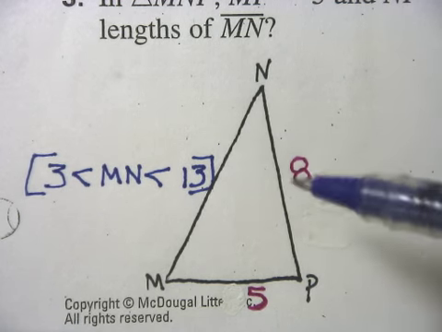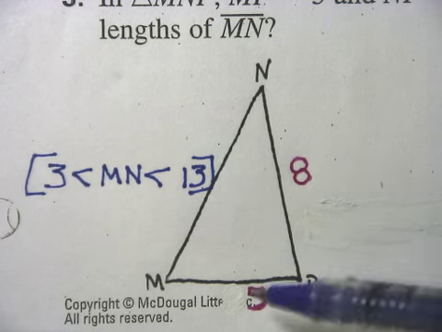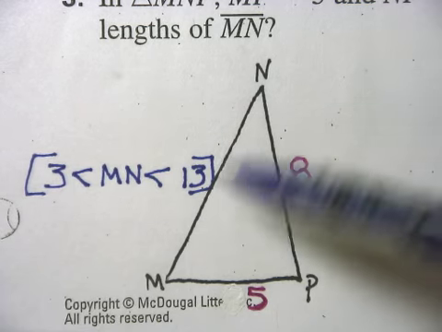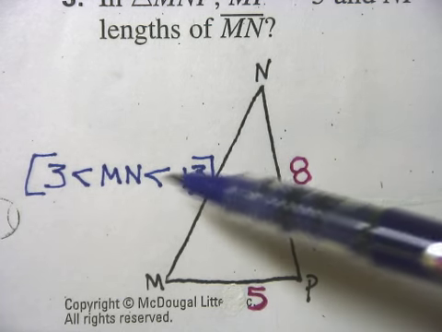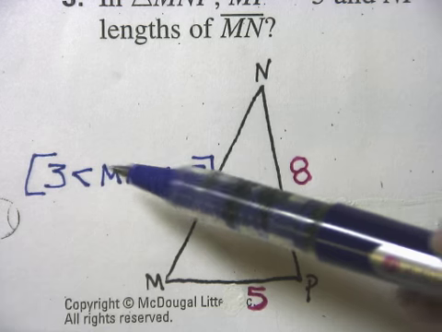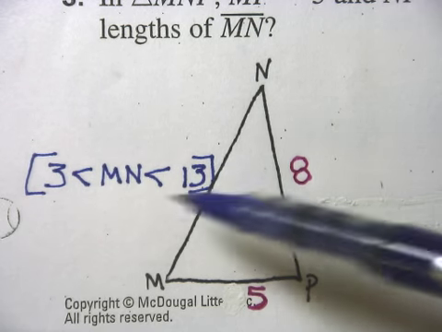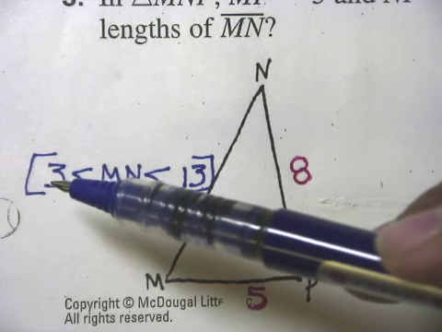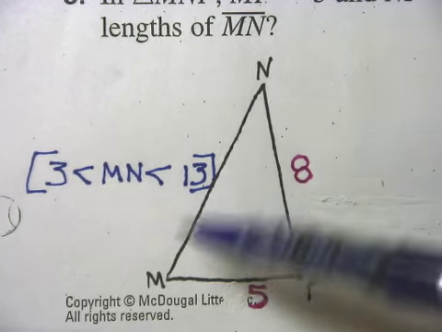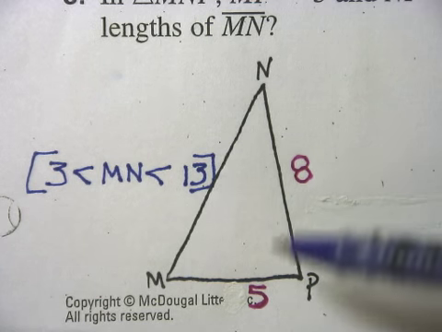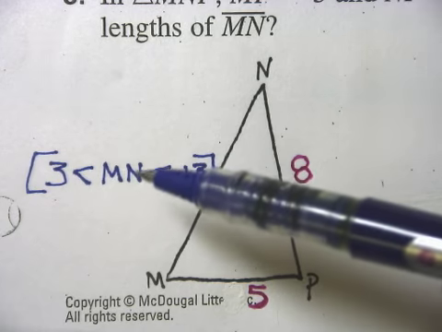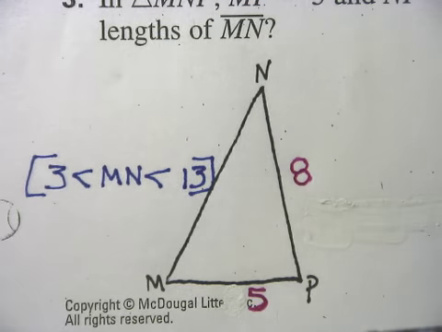I don't know how big this side is, but I know that it's going to be smaller than these two together. Well, if I add them together, 8 plus 5 is 13. So I know that MN is going to be less than 13. Now that I have the maximum size that it could be, I can also find the minimum size that it could be. Well, if I subtract them, 8 minus 5 is going to give me 3. So I know then that MN has to be bigger than the difference of these two, bigger than 3. So I can say that MN is smaller than 13, but bigger than 3.